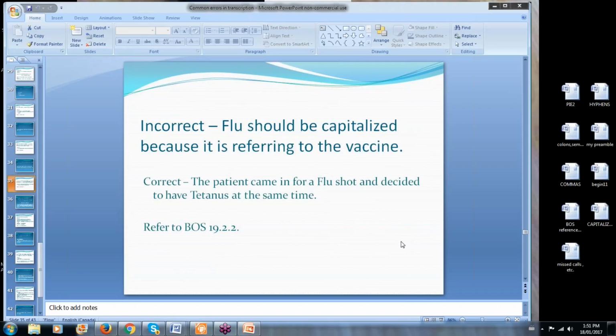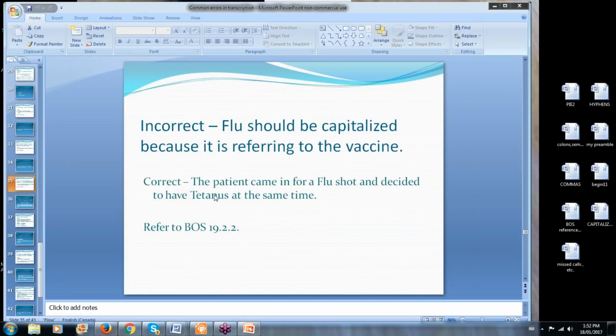But if they said something like the patient had, oh, what example could I use? Let's see here. Oh, my mind's going blank. Sorry, people.